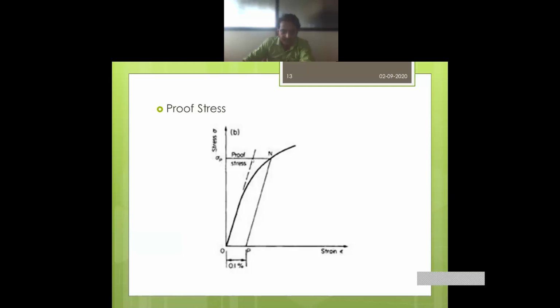Drawing the line parallel to the x-axis, I will get a value of stress. Some stress value I will get. That is sigma p. This sigma p value itself is the proof stress.